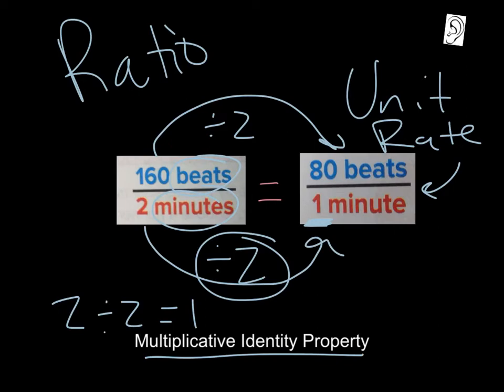And so that's how I know that they're equal to each other, because they have that same number. And I'm using this multiplicative identity property by saying I can divide a number by itself to equal 1, which allows me then to prove that we are getting 80 beats every 1 minute. So again, that was just a quick example to show. We're going to practice a couple more.